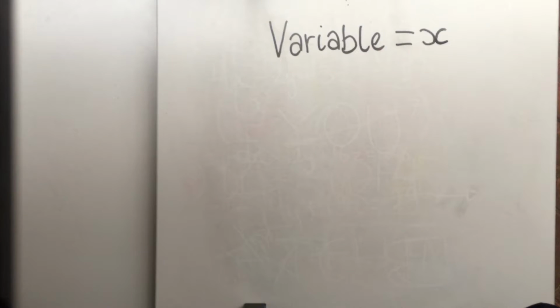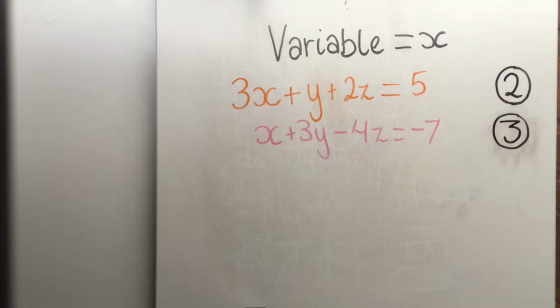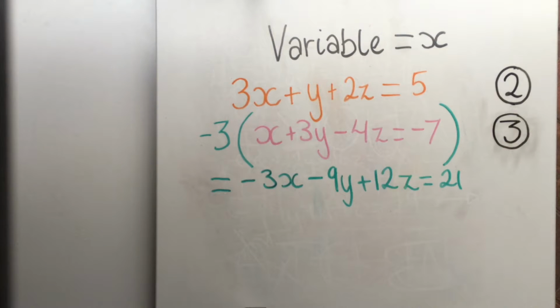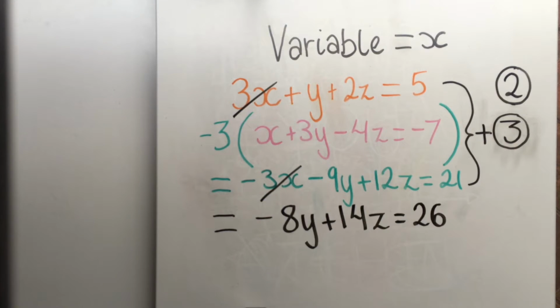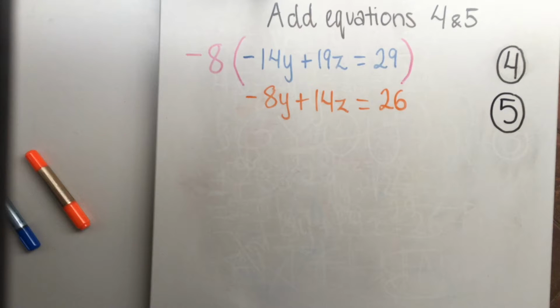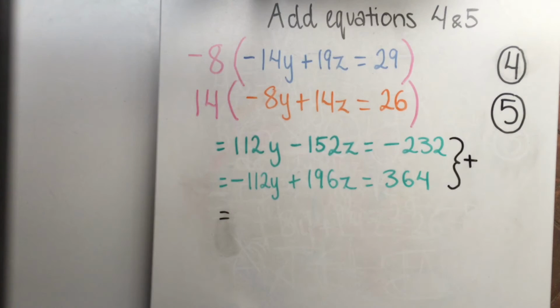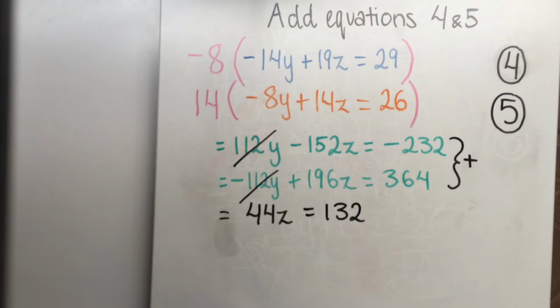You then choose two different equations to eliminate the x variable. We are using equations 2 and 3. You will then multiply equation 3 by -3 to balance out the x variables. You will then add equation 2 and 3 to eliminate the x variable. This can be called equation 5. You must then multiply equation 4 by -8 and equation 5 by 14. You then add them together to eliminate the y variable. You then simplify to find the z variable.